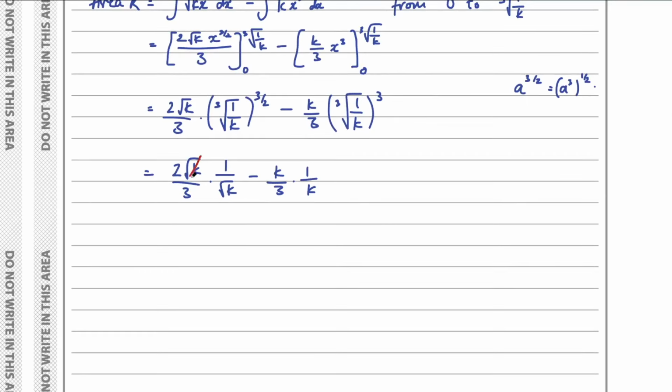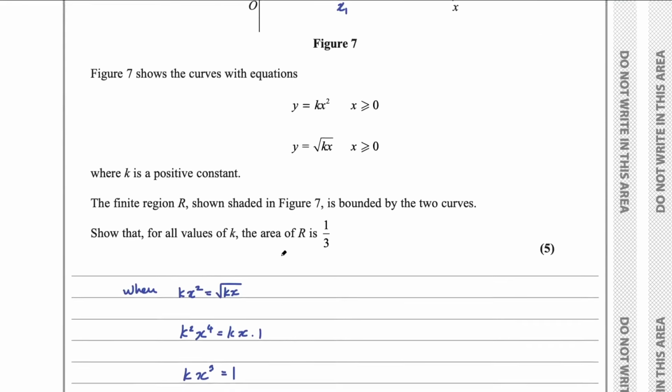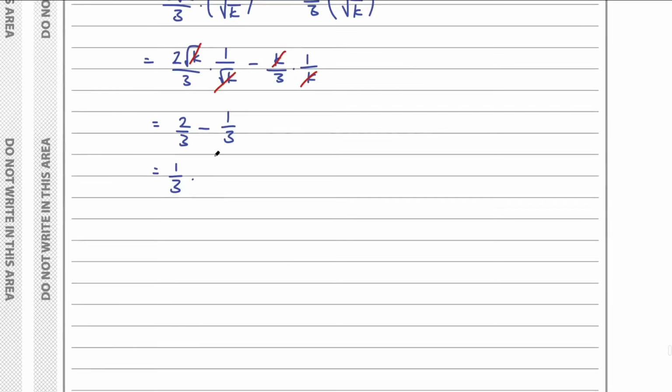So this root k cancels with this square root k on the bottom line, and then these two cancel. Next, we just have 2 on 3 multiplied by 1. So this is 2 on 3 subtract 1 on 3. 2/3 take 1/3 is 1/3. Go back to the question. It said show that the area of R is 1/3, and that's what we got.